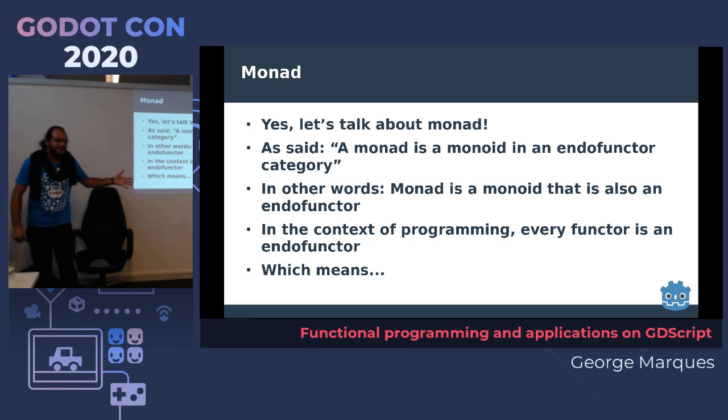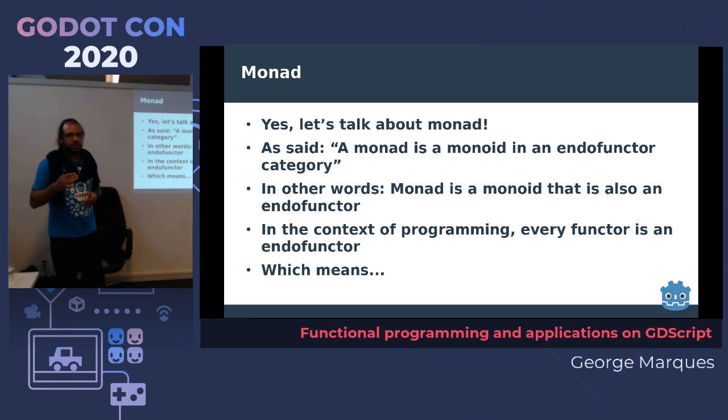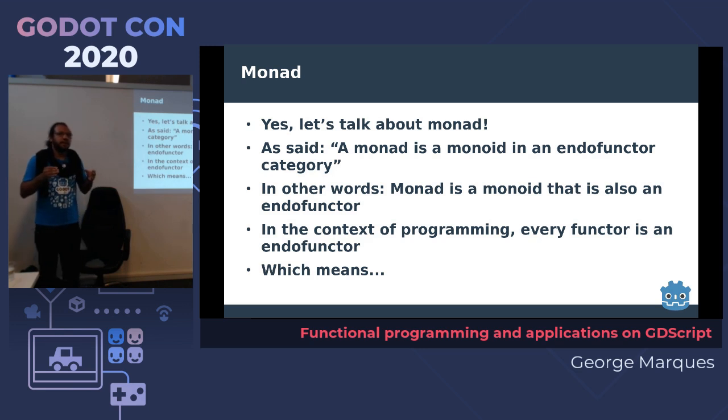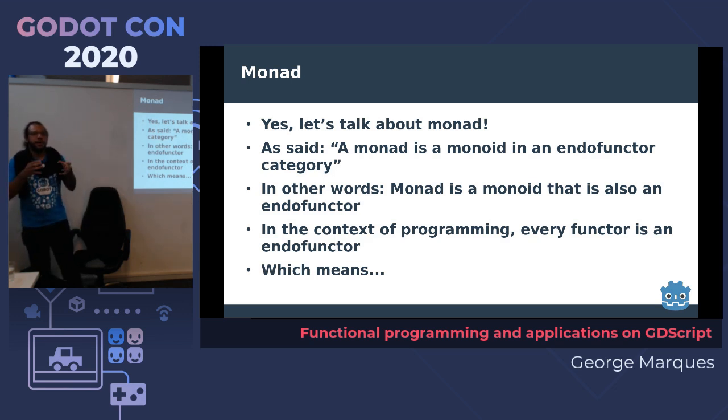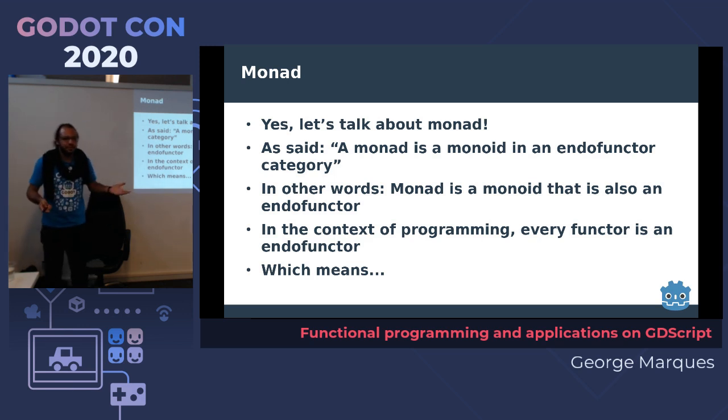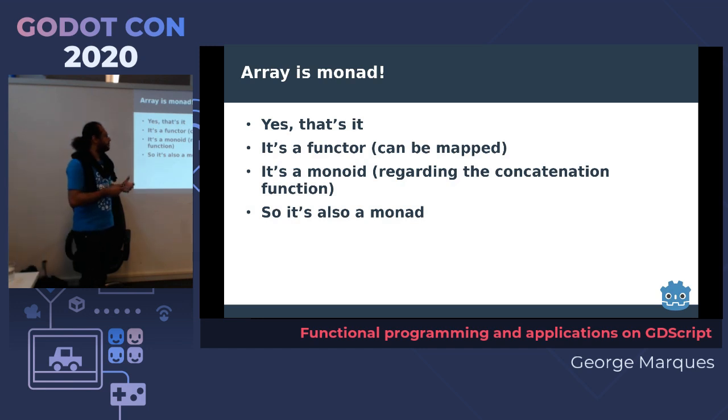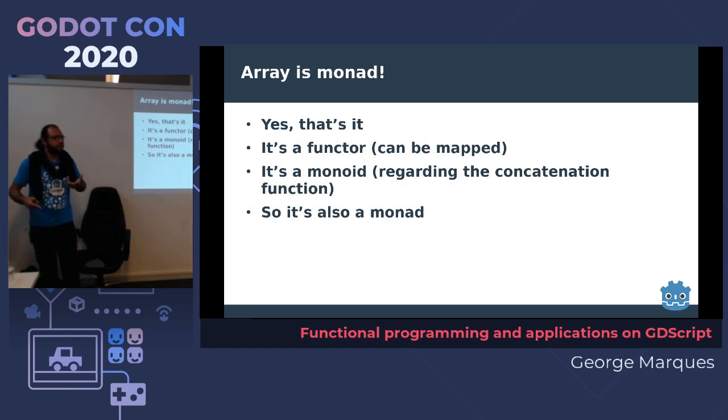So let's go back to the monads. Let's talk about it. As I said before in the quote, a monad is a monoid in the category of endofunctors. What it means, essentially, is that a monad is a monoid that's also an endofunctor. And in programming, essentially every functor that you have is an endofunctor. So in other words, a monad is a monoid that is also a functor. We learned about functor, we learned about monoid, so you have both, so it's a monad. That means that array is a monad. It's a functor because it can be mapped, and it's a monoid because it has the binary function that can be applied to it with all the properties. So it's also a monad.